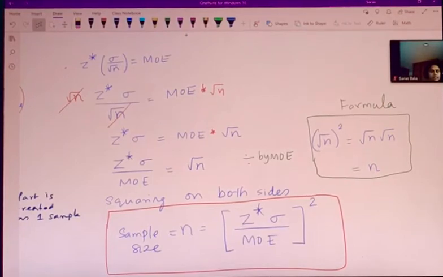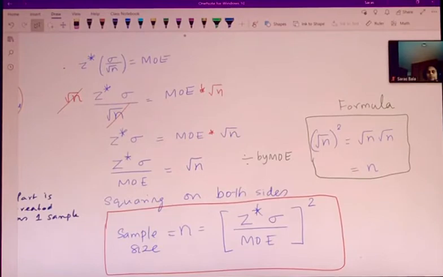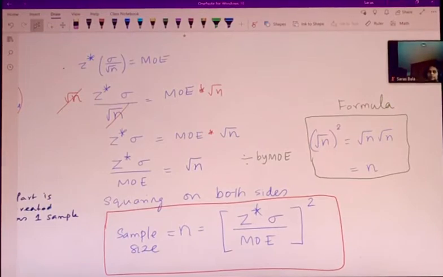Sample size n is equal to z star times sigma over margin of error MOE, the whole square. Remember, square root of n times square root of n is n. So we don't want to solve for square root of n. We want the value for n, which is our sample size. That's why I'm squaring on both sides, so you will get this formula. This is what we have seen in chapter 15.